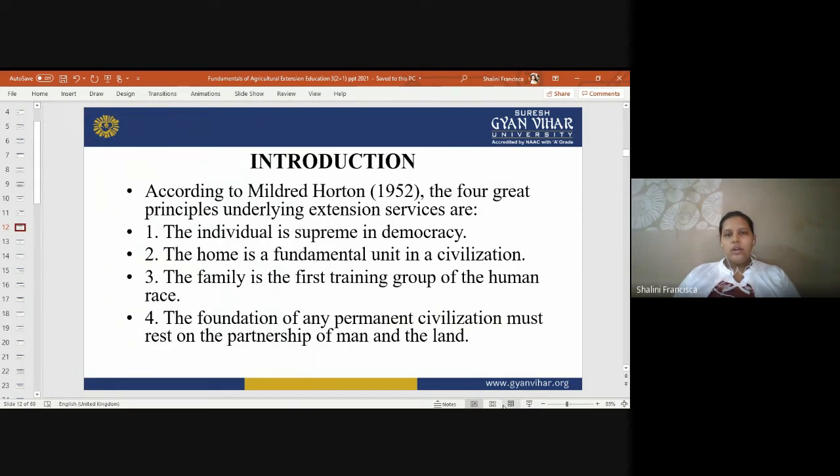So how did extension education start? Actually, before anything, it was a service, and Harton in 1952 said that when we provide extension services, we have to keep four great principles in mind. The first one is that the individual is supreme in a democracy.